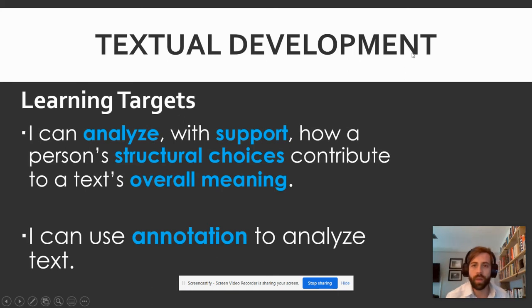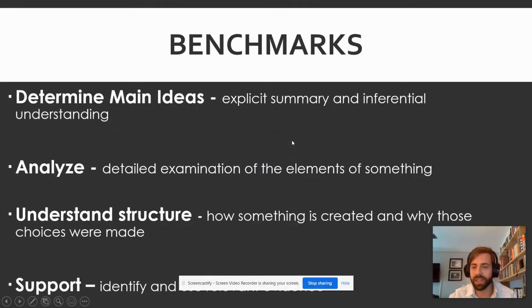So what I mean when I say textual development is specifically what we're going to be looking at is how I can analyze one of those verbs with support, another one of those verbs, how a person's structural choices contribute to a text's overall meaning. And to help us do that, we're going to use a tool called annotation to help us analyze the text. So let's take a look at what that actually means.